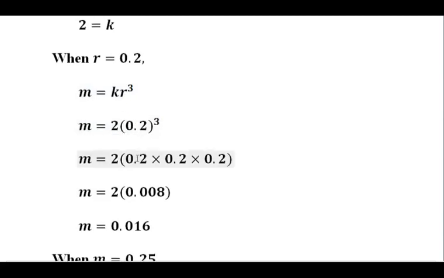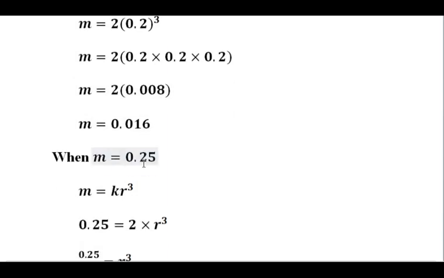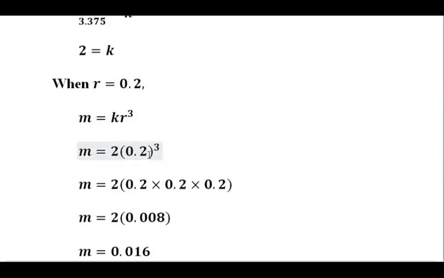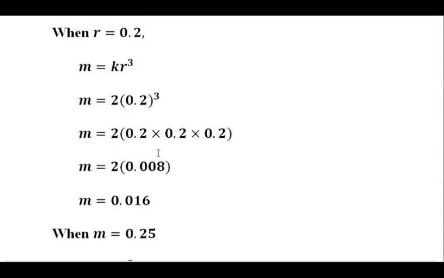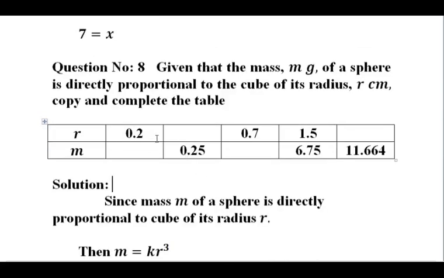Taking cube of 0.2 means 0.2 multiplied by 0.2 multiplied by 0.2. The cube is 0.008. Now multiply 0.008 by 2, we get 0.016, which is the mass m of the sphere when its radius r is 0.2. Now keep in mind, these two quantities are in direct proportion.